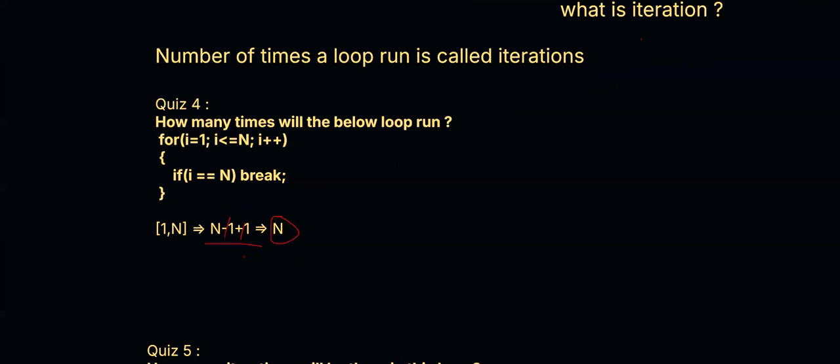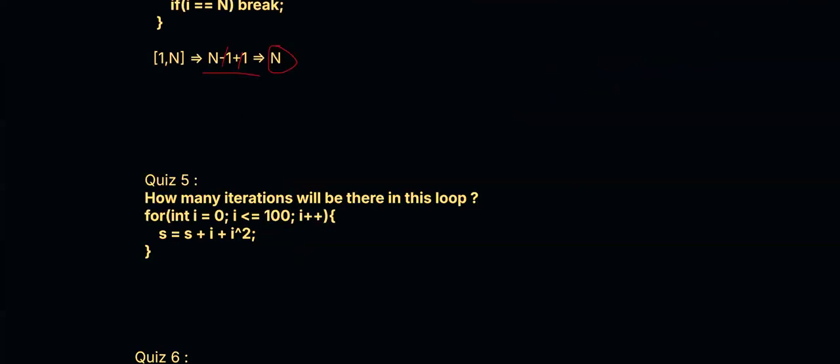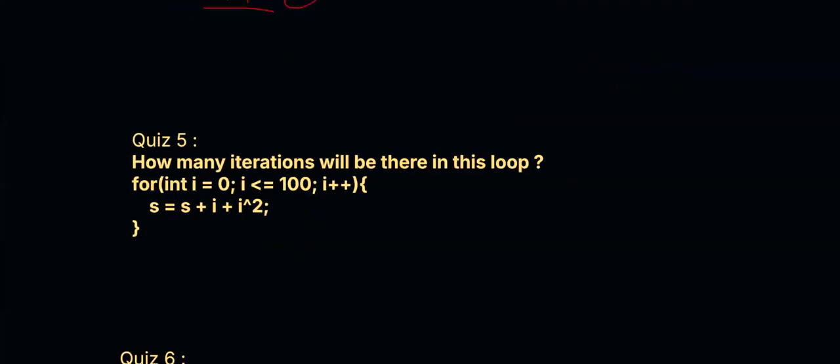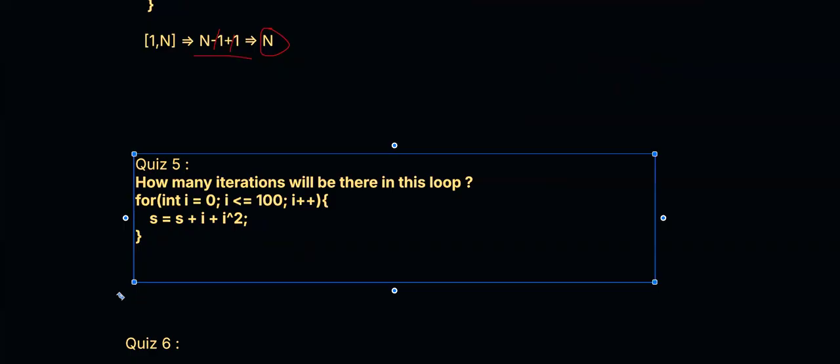Now quiz number 5. Somewhere on the screen you can see the quiz. Please check it properly and tell the answer. How many iterations will be there in this loop? So the loop starts from 0 till 100.